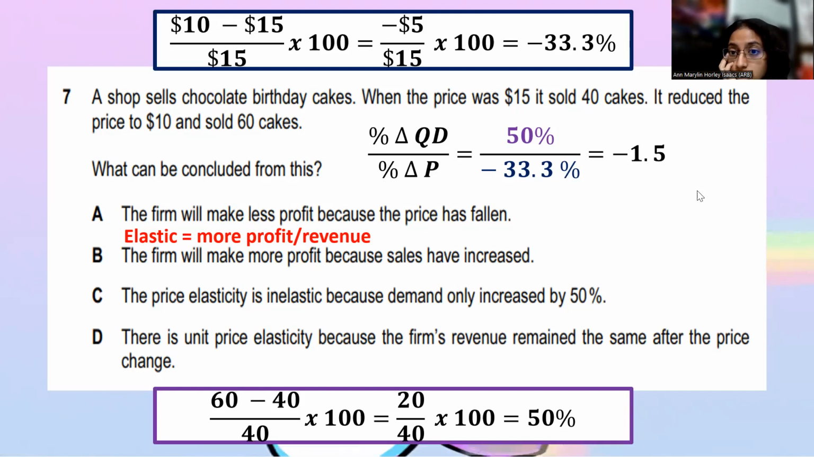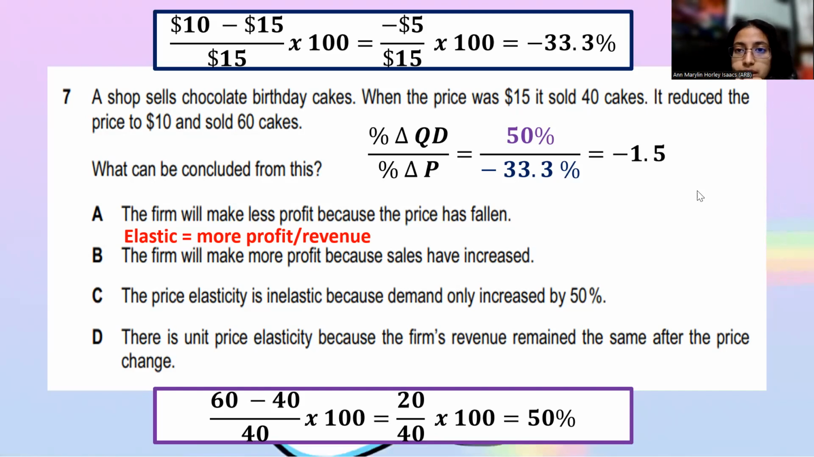If you can see at the top and at the bottom before we go to the middle, the price first. The calculation is new price minus old price over old price. The new price is 10, old price is 15. 10 minus 15 over 15, you get negative 33.3%. Same thing for quantity at the bottom of the screen. Previously, they were selling 40 cakes. Now they sell 60 cakes. New quantity minus old quantity over old quantity times 100. 60 minus 40 over 40 times 100, you get 50%, and it's positive because I'm now selling more cakes. So obviously, it's a positive figure.